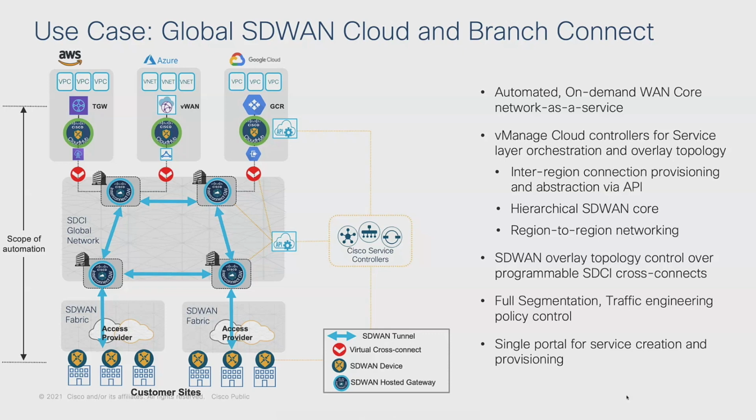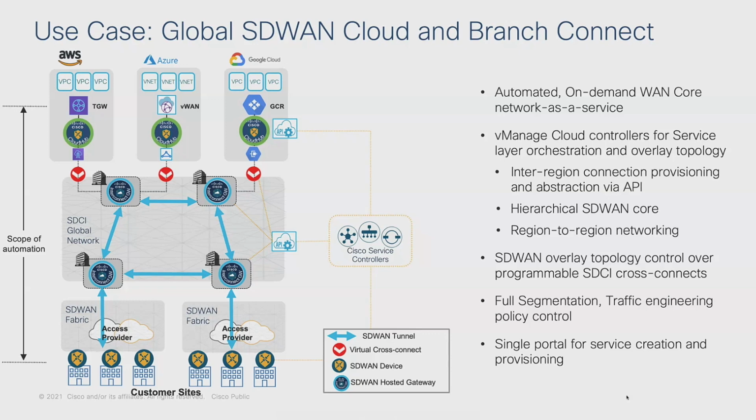From there, we can do SD-WAN internetworking between the colos, and that helps us get from branch to branch, just like we had shown for Google, except this is a cloud-independent way of doing that, okay? So we have this inter-region connection provisioning and abstraction via APIs, and we'll show you how that abstraction is in our GUI.